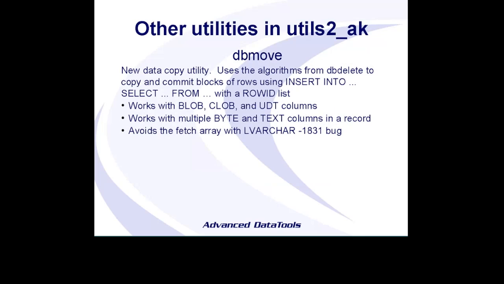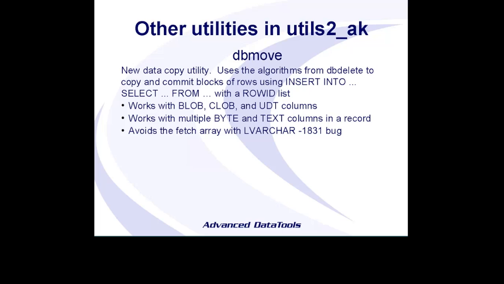It will handle multiple clobs and blobs and UDT columns and multiple byte and text columns, and it doesn't do fetch array, so it has no problem with varchars. So it gets around that bug, and it's nearly as fast. By the way, you can use either dbcopy or dbmove to import data from an external table into a real table, and doing so will be as fast as using the external tables by themselves, maybe a little bit faster. It will be faster than the HP loader doing something similar in express mode anyway.